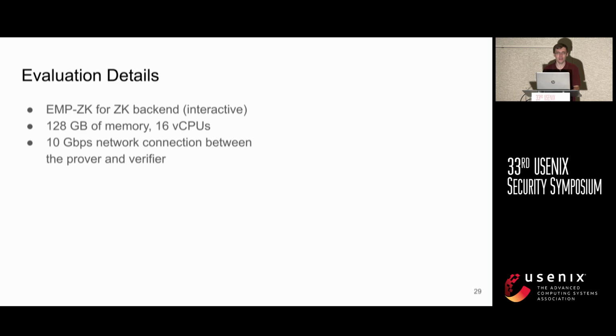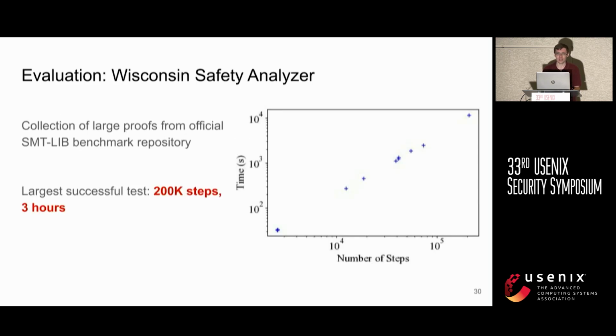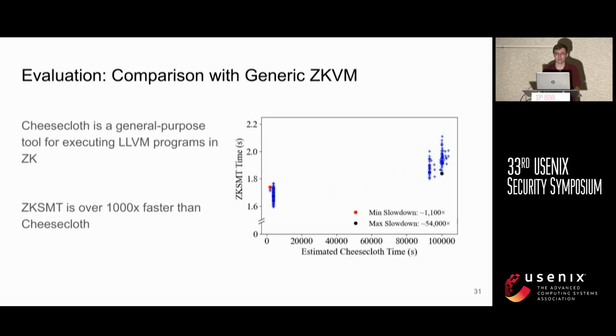For our evaluation, we do have a concrete evaluation. We have an artifact. We implemented this in EMP-ZK, which is a library for constructing interactive zero-knowledge protocols. We evaluated this on a benchmark suite on a bunch of Amazon machines. A couple of highlights. One of the things we did was stress test it. We ran it against some large proof examples from the official SMT-LIB benchmark repository. The largest test we passed had 200,000 steps, and it took about 3 hours. Larger tests than that ended up having out-of-memory errors. However, this is as large as we can go for now, although we have some ideas how future work could improve on this.